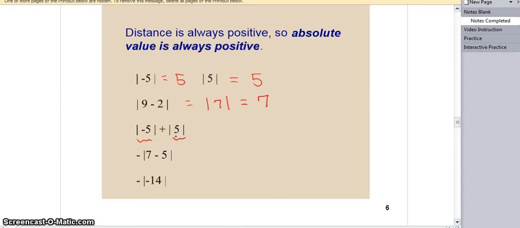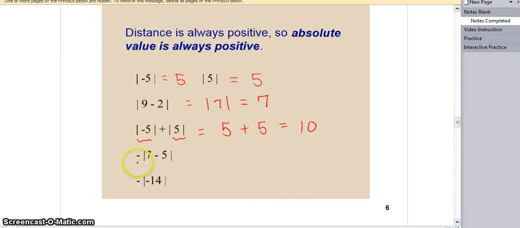So in the next problem, I'm going to need to take the absolute value of each of these first before I add. So what's the absolute value of negative 5? It's 5, right? Now what's the absolute value of 5? It is also 5. Once again, remember, absolute value always gives you a positive number because you're finding distance, and distance is always positive. So 5 plus 5 is 10.